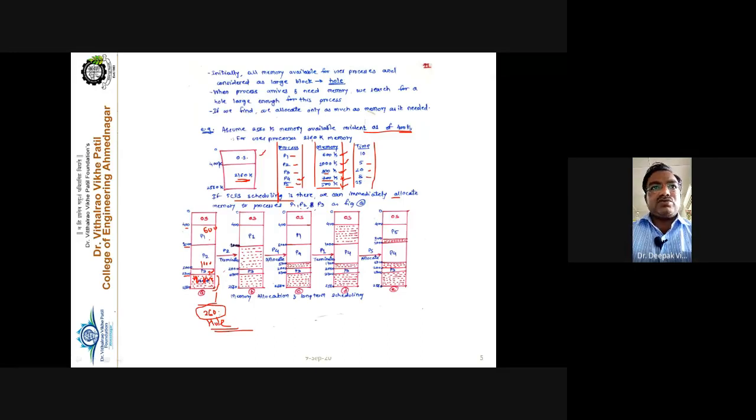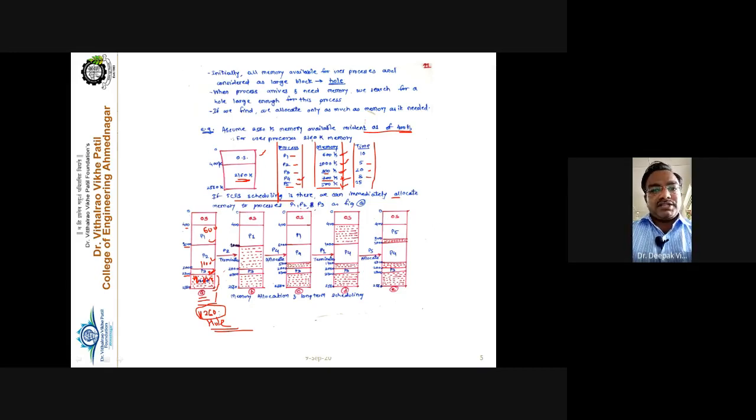So this figure A gives us the picture that P1 is in execution state, P2 is in execution state, P3 is in execution state. At the same time, P4 and P5 are in a waiting state, and the hole size of 260 kilobyte is available, meaning 260 kilobyte memory is free.